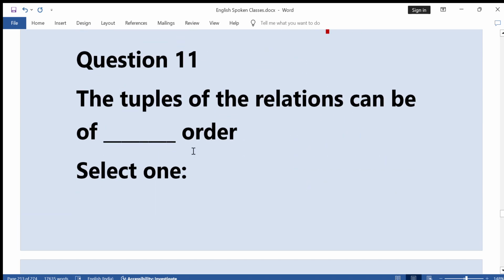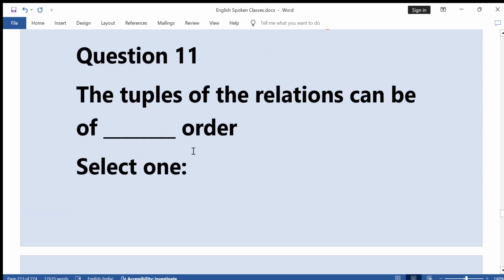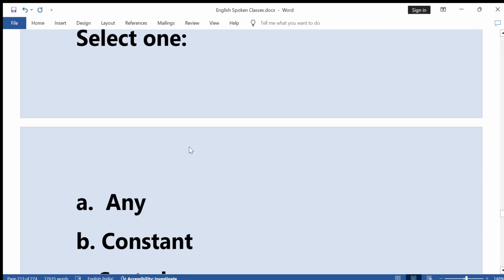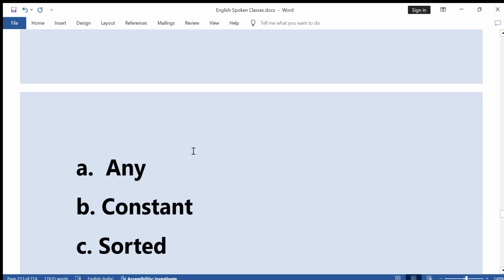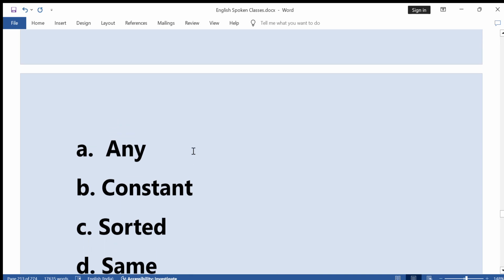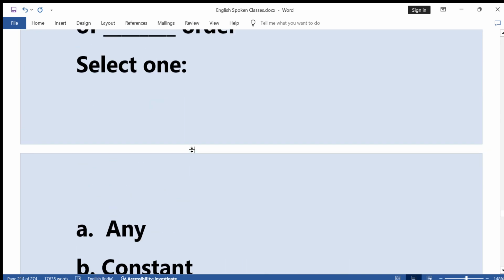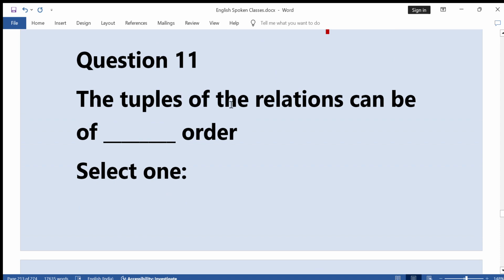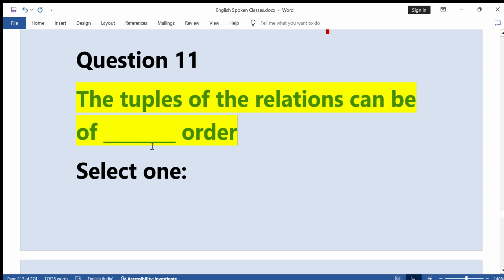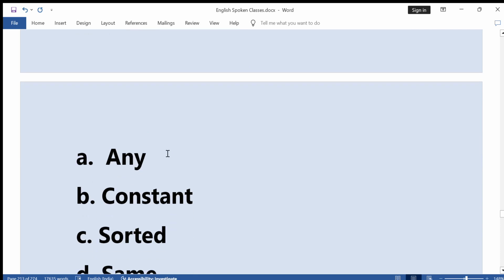Question number 11 is: the tuples of the relations can be of dash order. Select one. Option A, any. Option B, constant. C, sorted. D, same. Then the answer will be any. The tuples of the relations can be of any order.